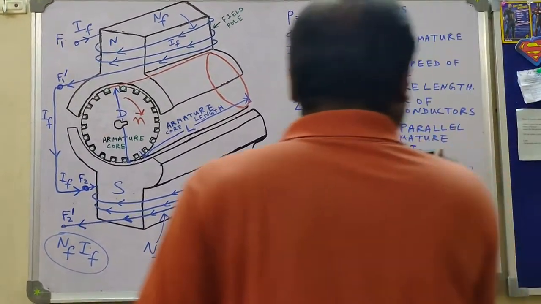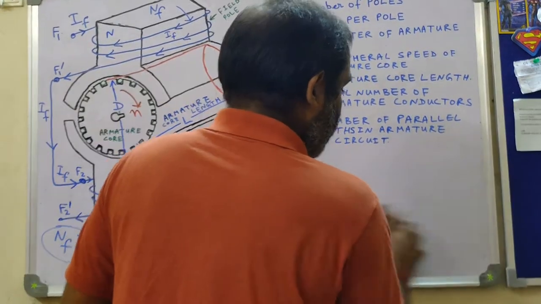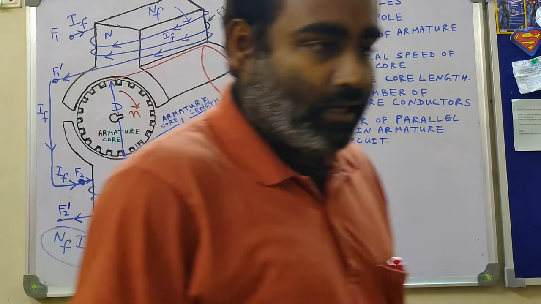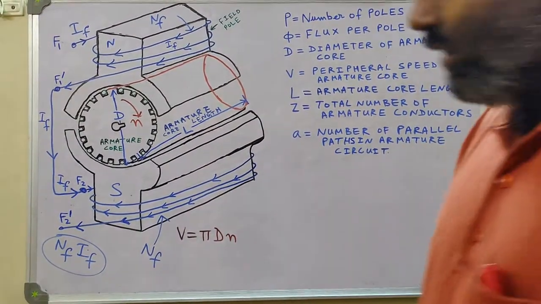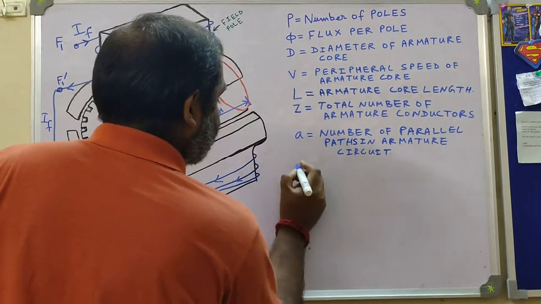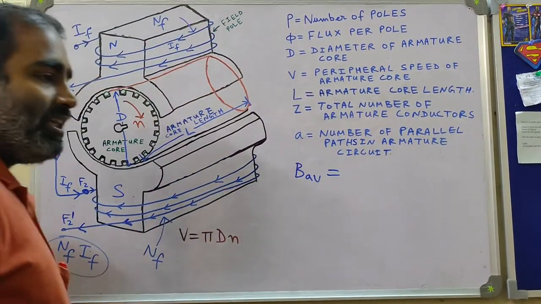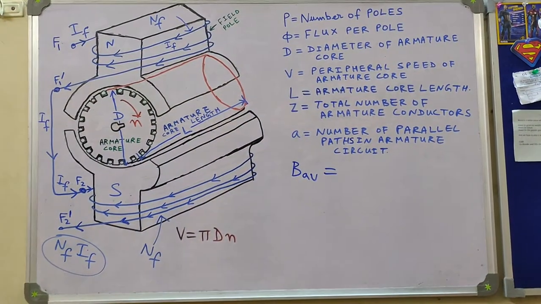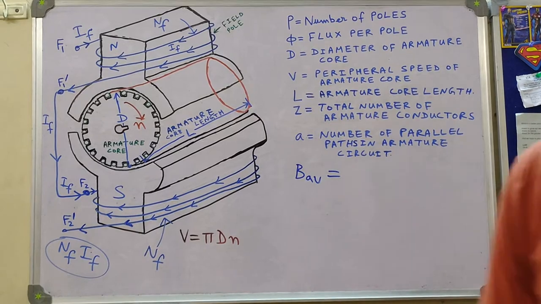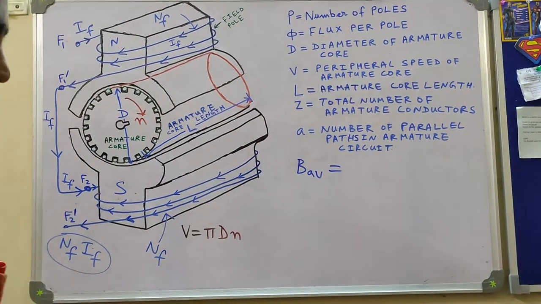Okay. Now let us apply these concepts which we have discussed till now in order to derive the EMF induced in the armature. So you see, what will be B average? That means the average value of flux density. The average value of flux density will be given by the total flux in the air gap divided by the surface area.